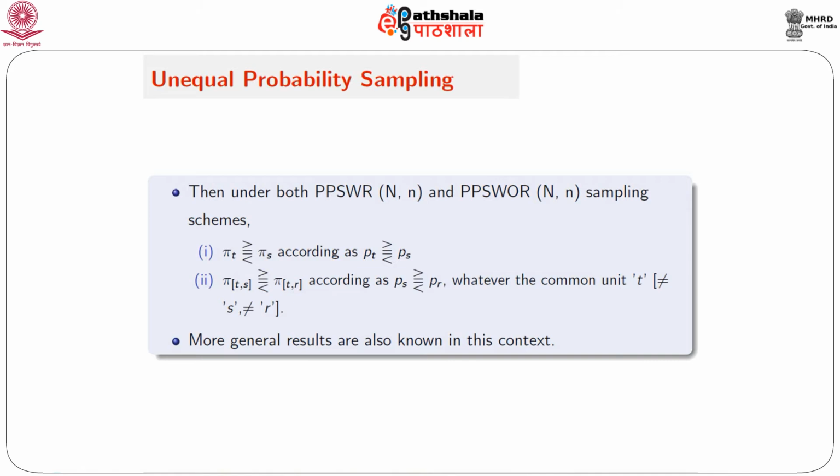Similarly, if I am talking about t and s as against t and r, the joint inclusion of t and s will be at least the joint inclusion of t and r if between p_s and p_r there is a corresponding relation, p_s greater than or equal to p_r, whatever be the unit t. So the common unit t can stay idle and the inequality will hold depending on the relation between s and r. More general results are also known in this context. There are interesting studies like these, so your question makes perfect sense.